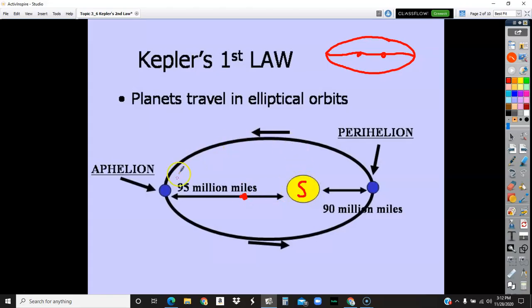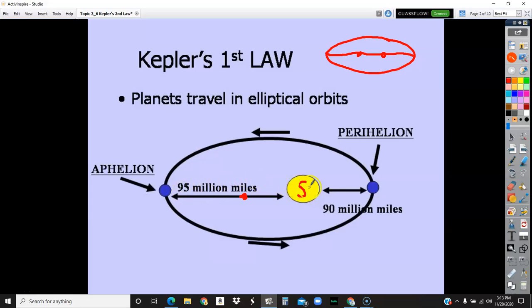Because we travel in elliptical orbits, and the sun is at one of these foci, the distance between a planet and the sun is going to change. If we were in a perfect circle, that wouldn't be the case. Our distance would always be the same no matter what day, month, etc. But because we do change our distance, we have two new terms here.